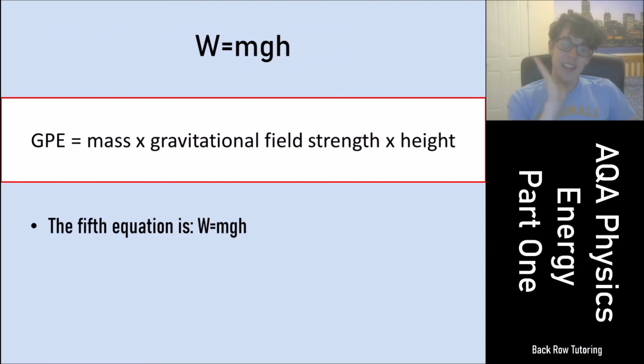Gravitational potential energy is equal to the mass multiplied by the gravitational field strength multiplied by the height. So work done is equal to mass times gravity times the height. W equals mgh.